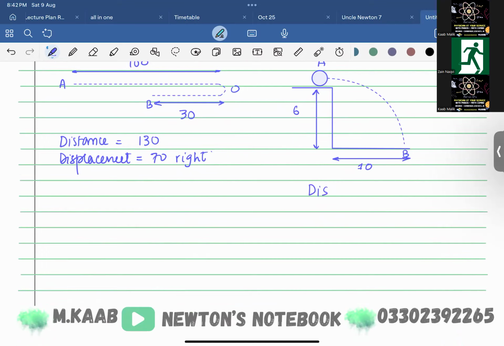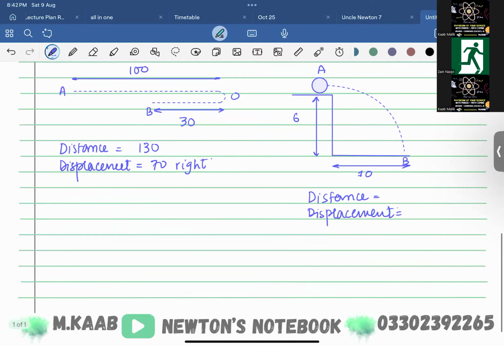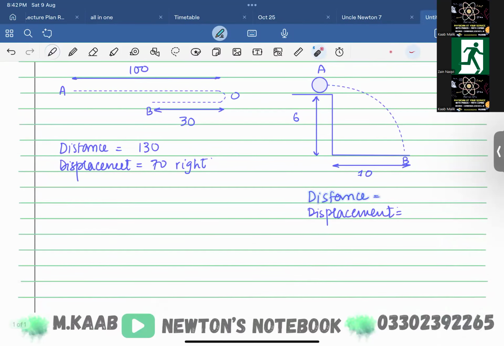By the way, distance is going to be the path taken by the object. And over here, it is not an arc of a circle. It's just a projectile. So to measure this, we actually have to measure it, but we don't have anything to measure it with. So for now, I'm just writing dash dash.